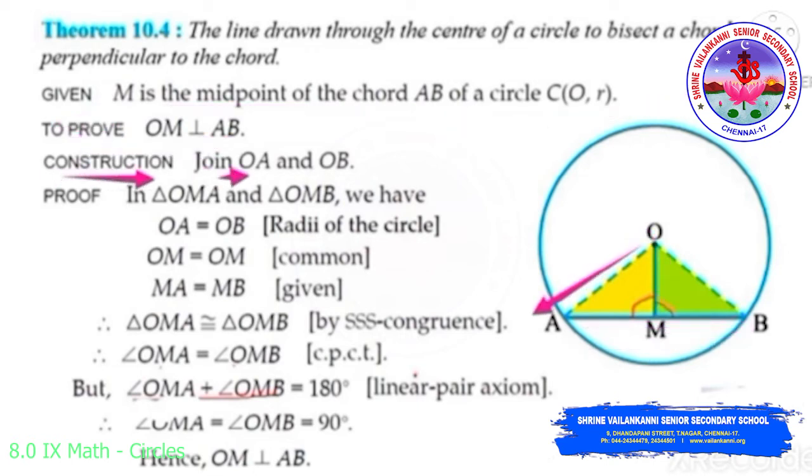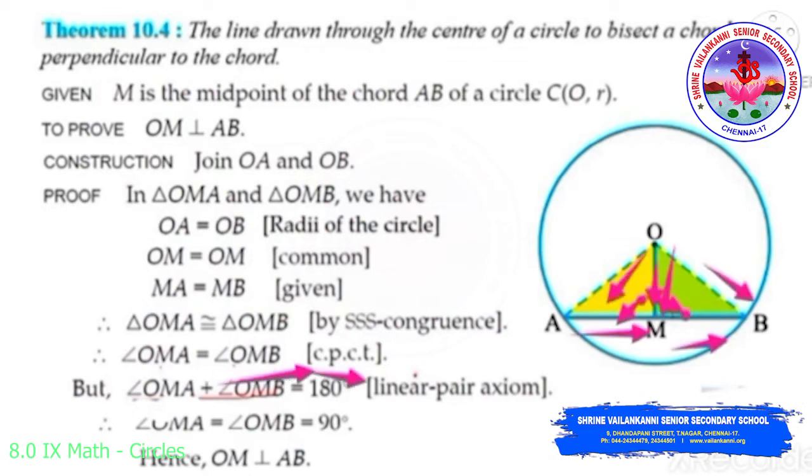Construction: join OA and OB. Let us consider triangle OMA and triangle OMB. We have OA equal to OB, radii of the circle, and OM is common to both triangles, and MA is equal to MB, as the line OM bisects the chord AB. So by SSS congruence, triangle OMA is congruent to triangle OMB. So angle OMA is equal to angle OMB by CPCT.